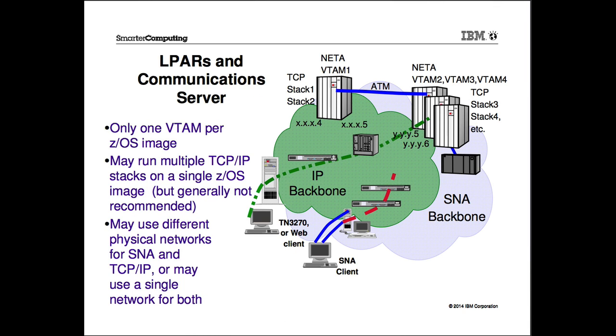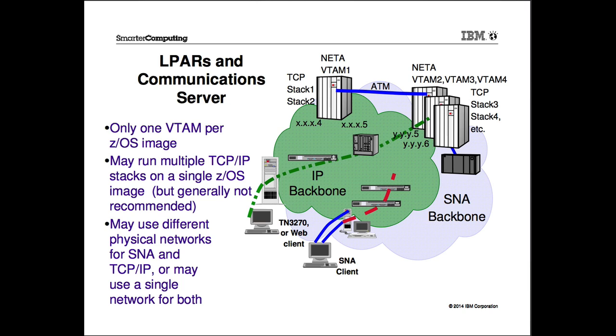Now, z/OS Communication Server consists of SNA and TCP/IP, and the rule is each LPAR can have one VTAM. And then on top of one VTAM, you can run multiple TCP/IP stacks on a single image. So you can have one VTAM, one TCP/IP, as shown on the left there, or you can have one VTAM and multiple TCP/IPs. Now, we don't generally recommend running multiple TCP/IP stacks on a single image. There's not a whole lot of value to it, but it is supported.